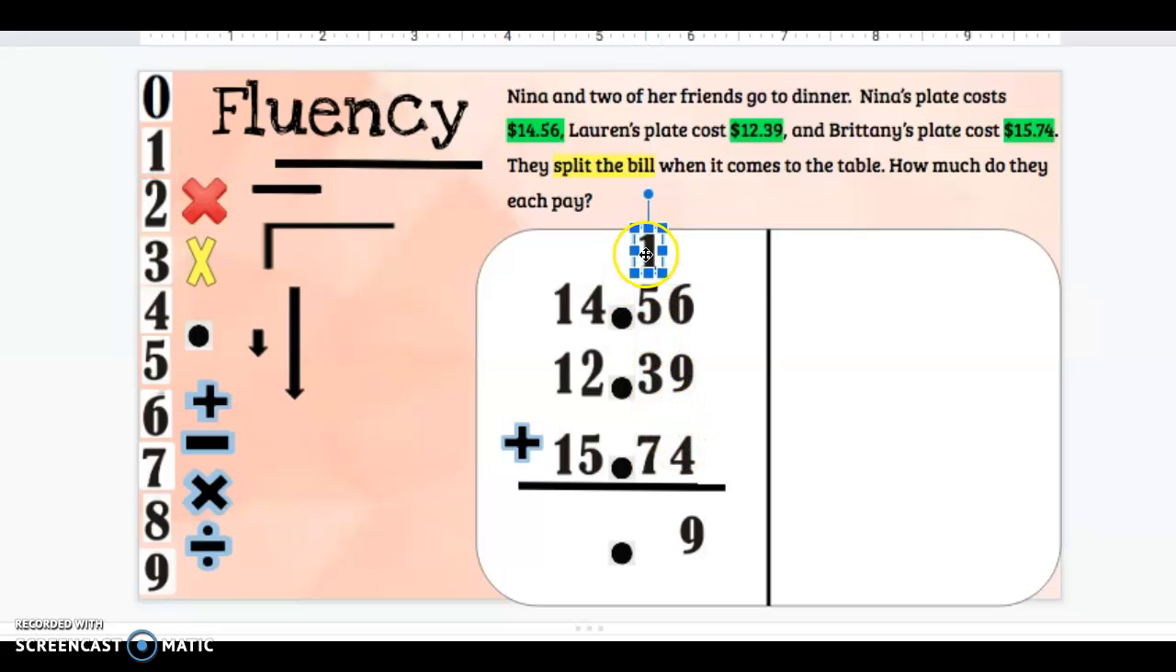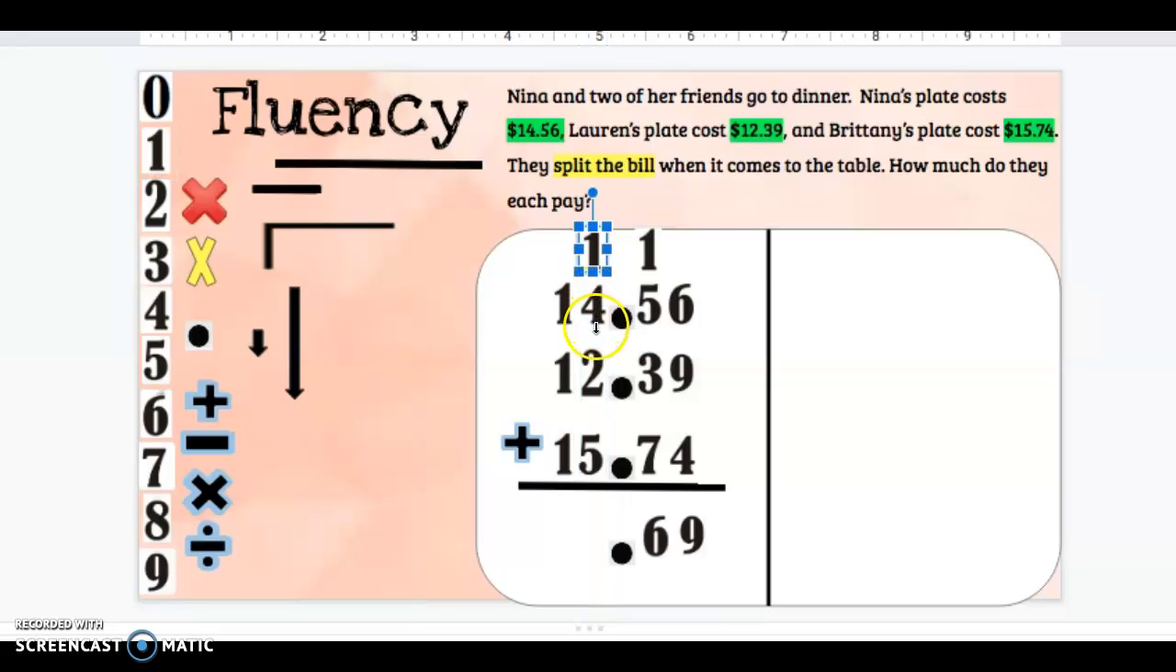And then you have 1 plus 5 plus 3 plus 7. So let's start. 7 plus 3 is 10. 10 plus 5 is 15. 15 plus 1 is 16. Bring up the 1.